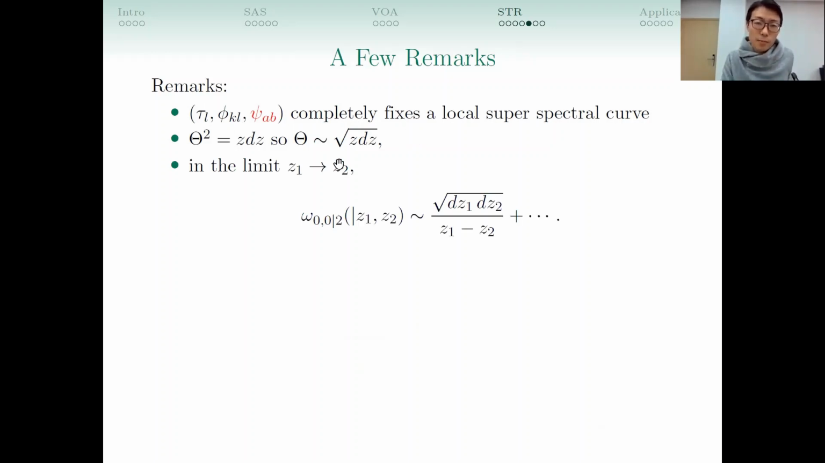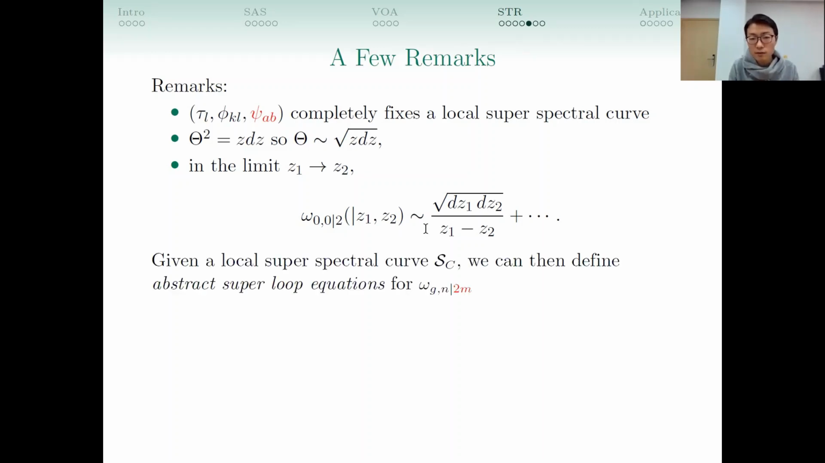Okay, and also if you think about this identification, when you take the limit that two of the points are very close to each other, this fermionic version of the Bergman kernel has only a simple pole on the diagonal, and it's a half order differential. This is pretty much a square root of the Bergman kernel, and this is an expected form in terms of vertex operator algebra. Okay, so hopefully this justifies the definition of super spectral curve.